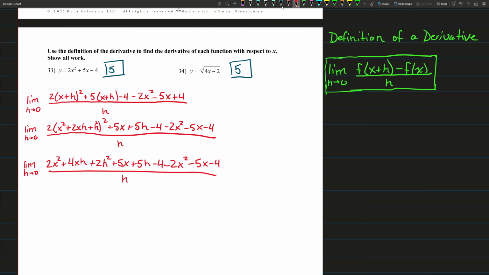That seems like a lot. All we're doing is foiling and distributing. But what you need to understand is, so what did I do here? These should be plus 4s. Right? Those should be plus 4s.